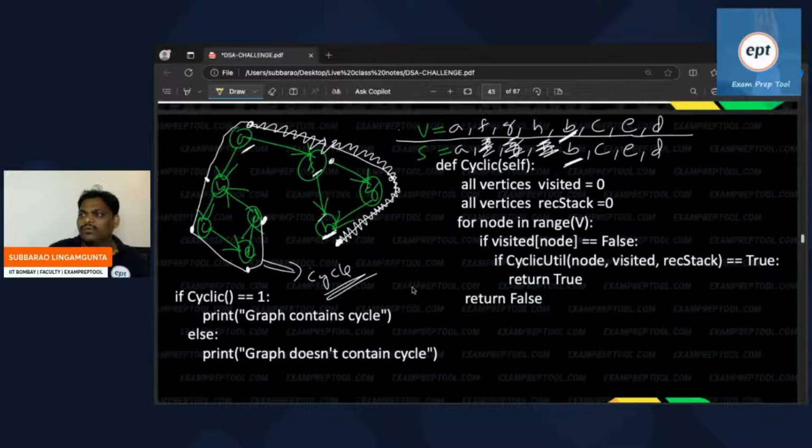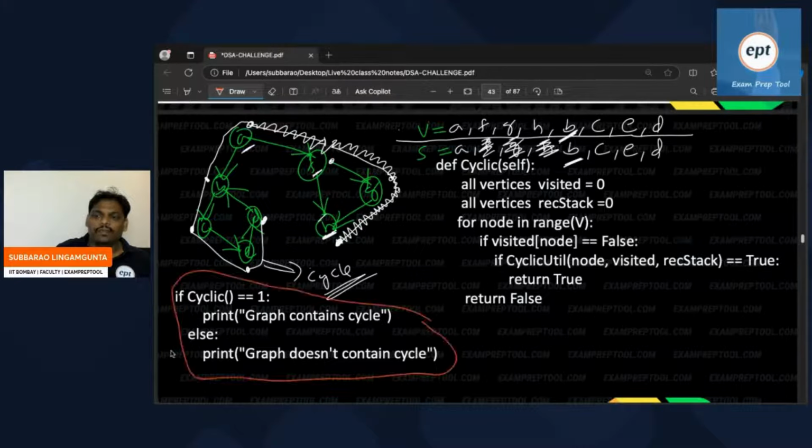I will explain this code. Rough code I written. I am not written exact code. No use also exact code. See, it is a Python program. It is almost like main. I will call the cycle function. If cycle function returns 1, it is a cyclic. Cycle or cyclic, whatever it is. I will call the cyclic function. If it returns 1, means cycle exists.